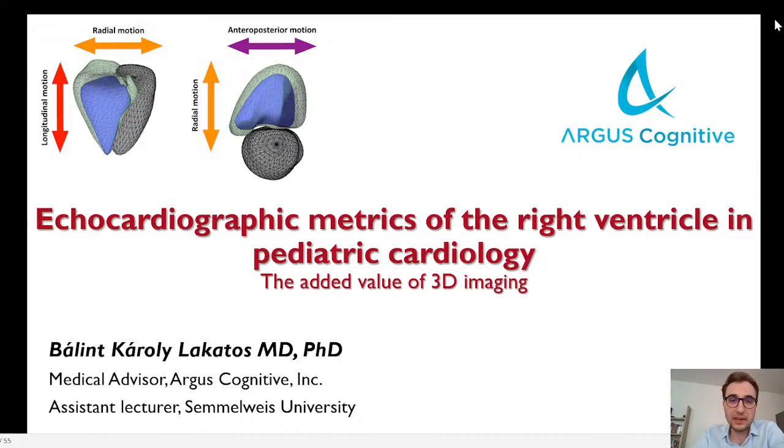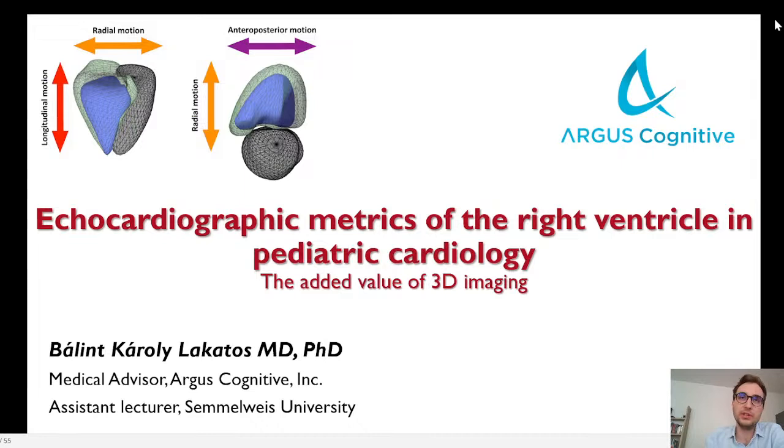I'm a medical advisor of Argus Cognitive, and I was fortunate enough to be involved in the development of our unique right ventricular assessment method, the revision method. And I'm also a practicing clinician. I'm a cardiologist of Semmelweis University Heart and Vascular Center in Budapest.